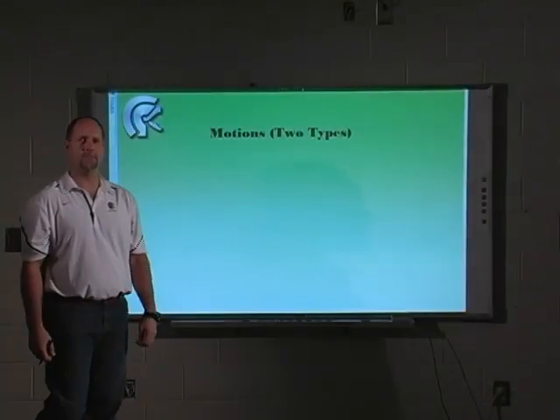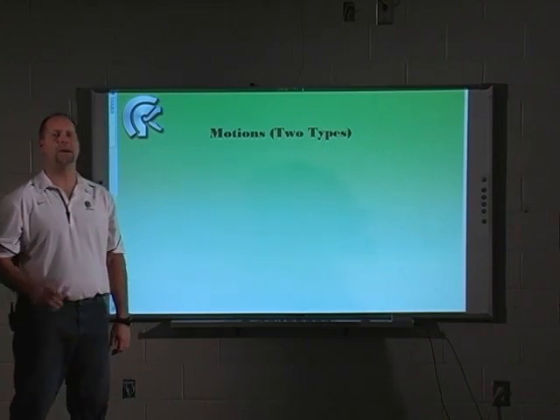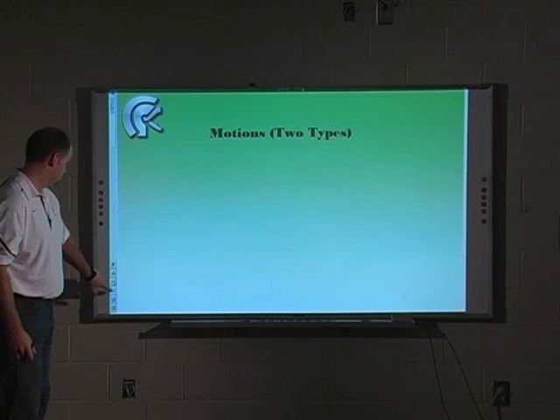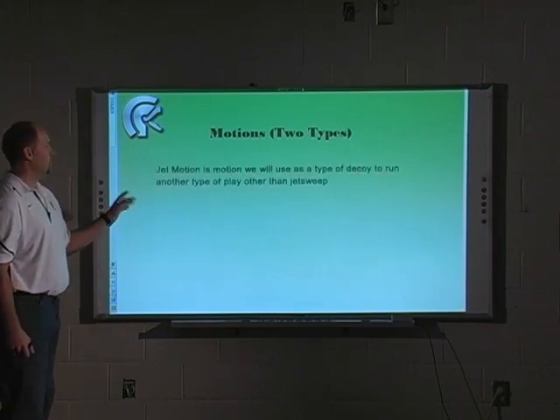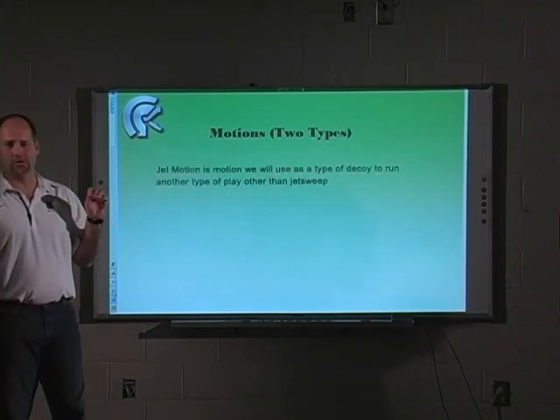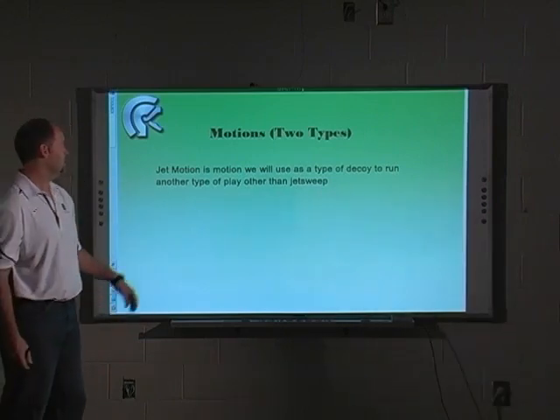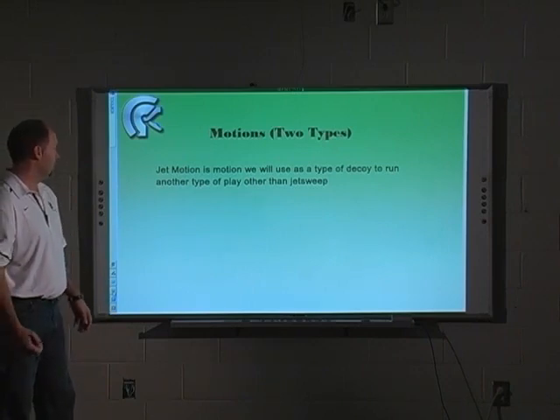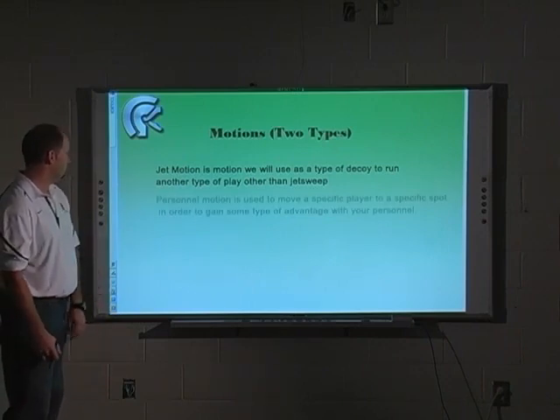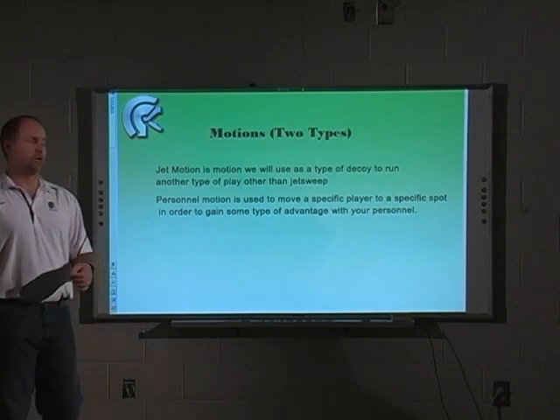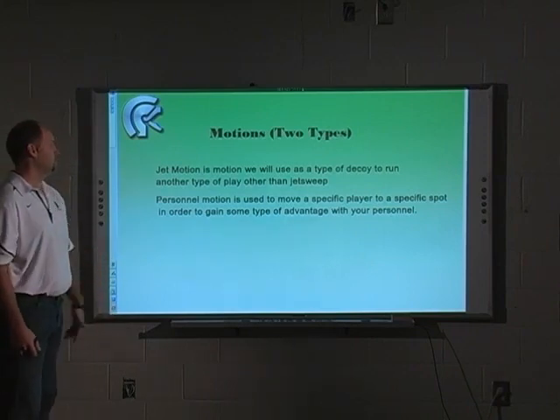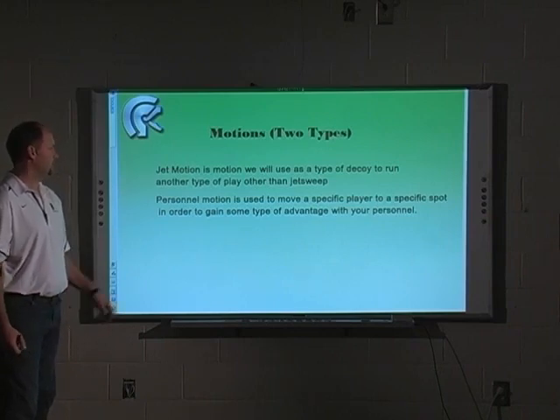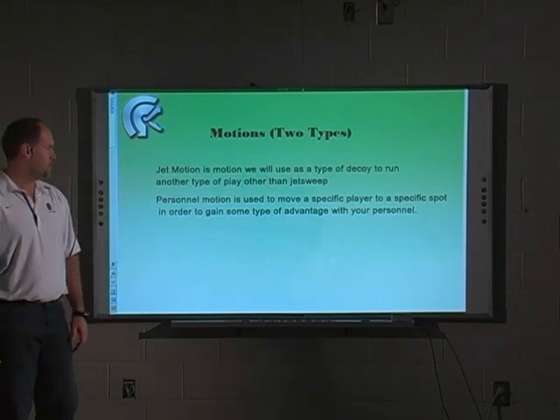Okay, now that we've talked to you about our shifts and trades, we also want to talk to you about our motions. And in North Hall, we use 2 different types of motions. We utilize what we call jet motion. And this motion is a full speed motion across the formation, and we use this as a type of decoy to run some other type of play other than what we call the jet sweep. We also utilize personnel motion. Personnel motion is used to move a specific player to a specific spot in order to gain some type of advantage with your personnel.